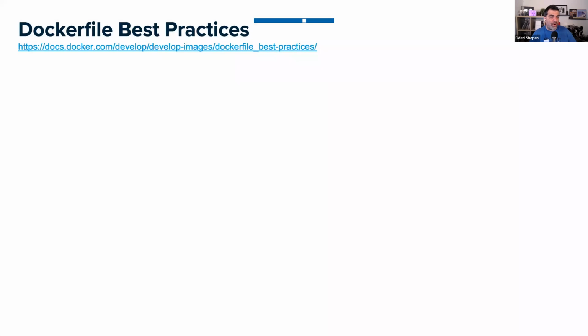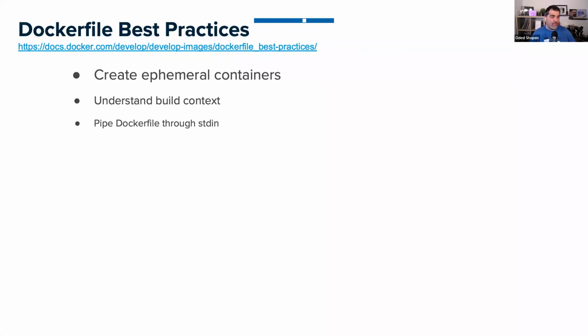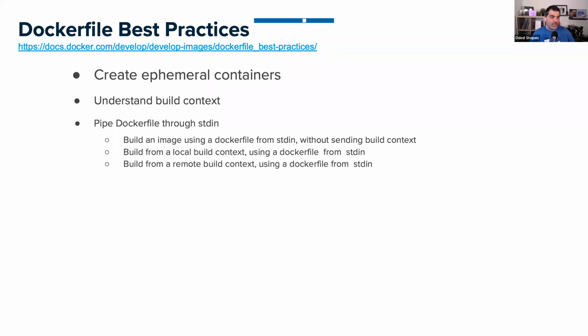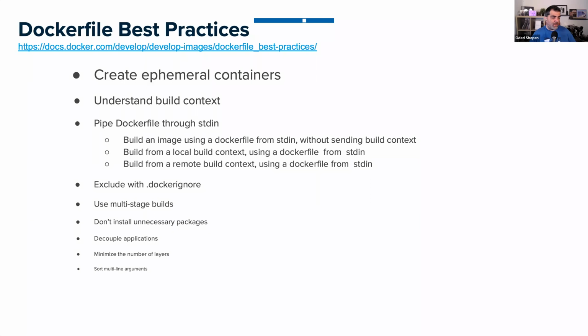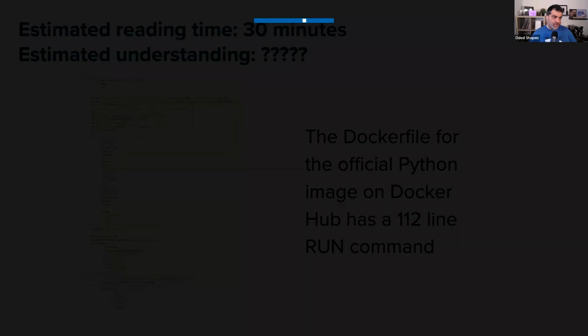Now, if you go to Docker Hub and look at the Dockerfile best practices, you're going to see multiple recommendations. You need to create ephemeral containers. You need to understand how the build context works. You need to pipe the Dockerfile through stdin. How to use multi-stage builds, etc. The list is quite long. This is just a shortened list of the required parameters to create a correct Docker image.